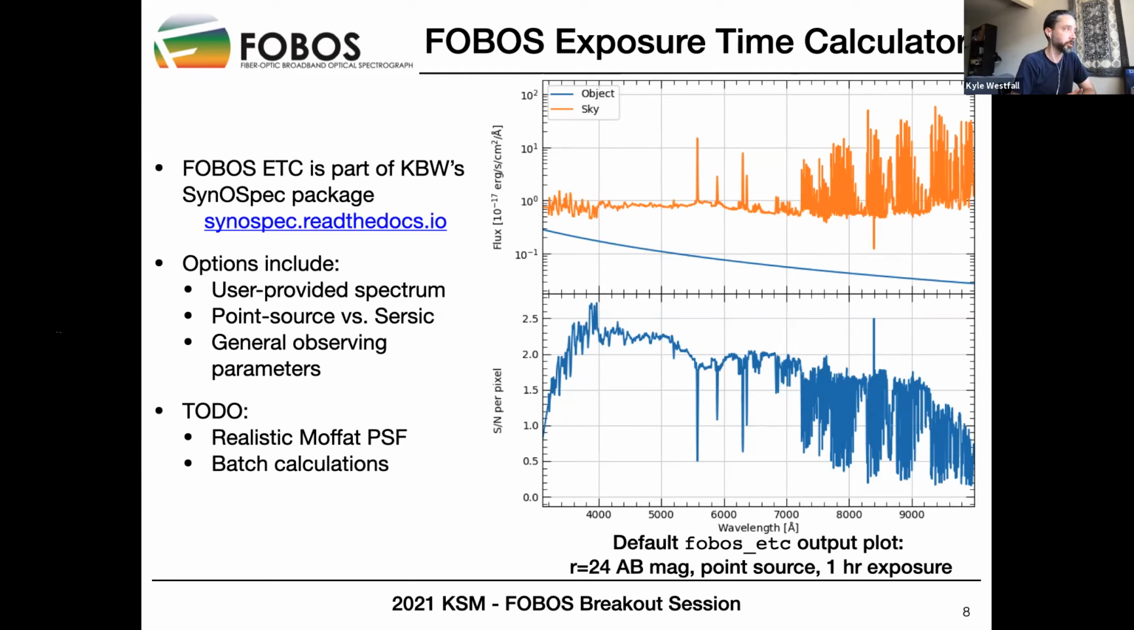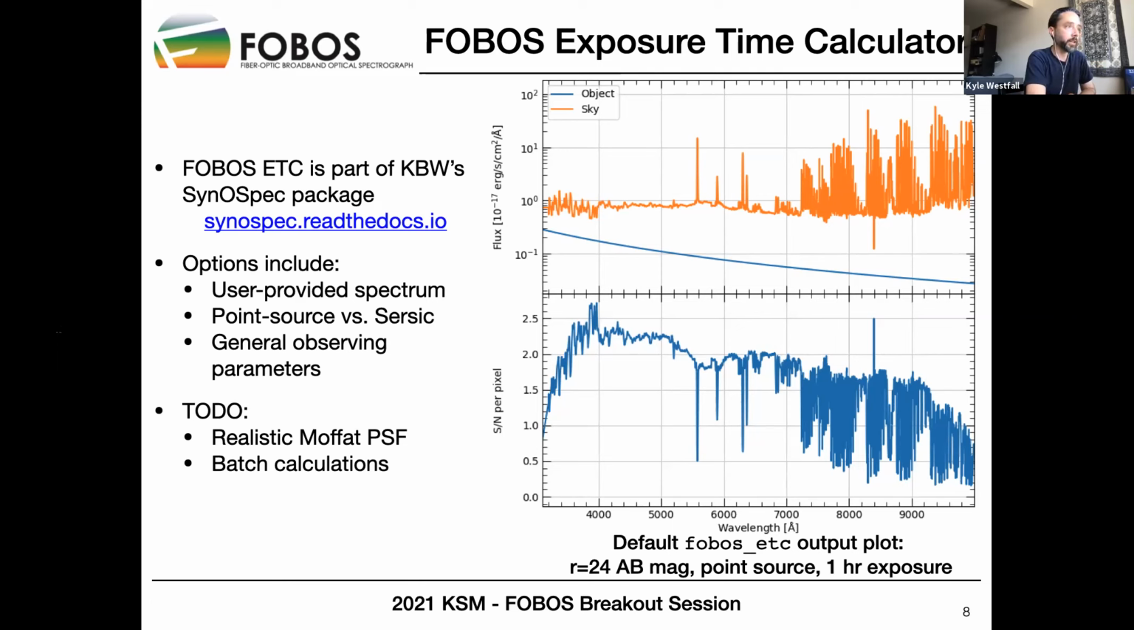The options it includes at the moment is you can provide it a spectrum that you want to pass through it. You can make the on-sky distribution a point source or a Sersic function. And you can define the general observing parameters, air mass, exposure time, etc. It's still very much in development. One of the things that we'd like to do is add a realistic Moffat PSF and to do batch calculations. So instead of doing 1 spectrum at a time, you can do multiple.